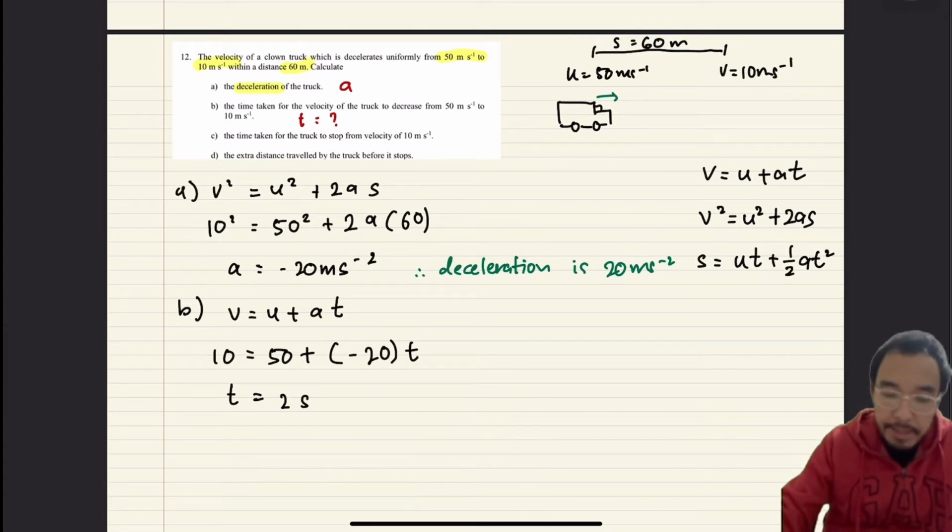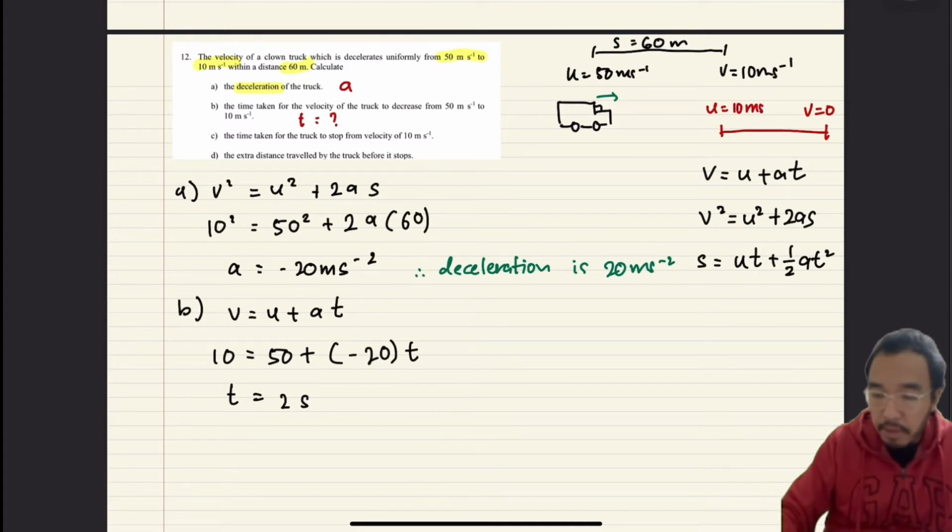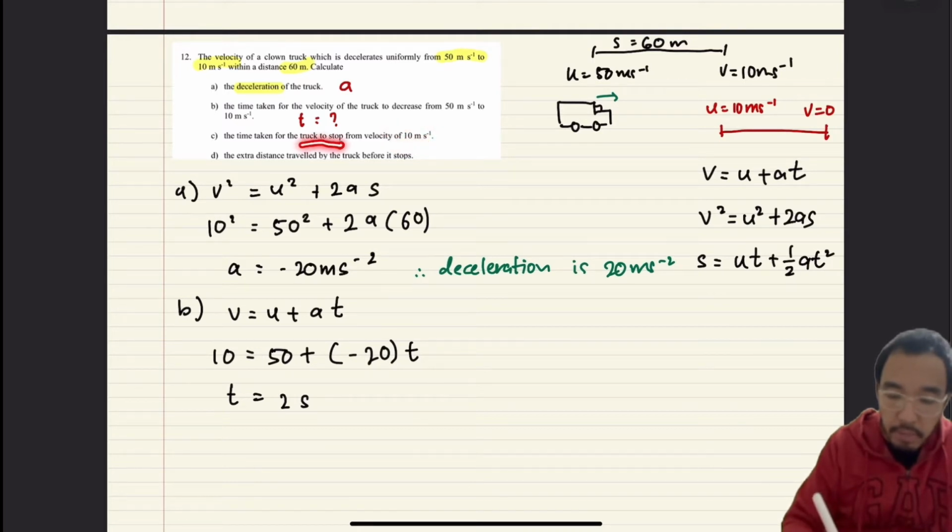The next question: find the time taken for the truck to stop from a velocity of 10 meters per second. Braking at the same deceleration, the final velocity is equal to zero, so your initial velocity now equals 10. The keyword "stop" means the final velocity is zero, but the question wants us to find time.